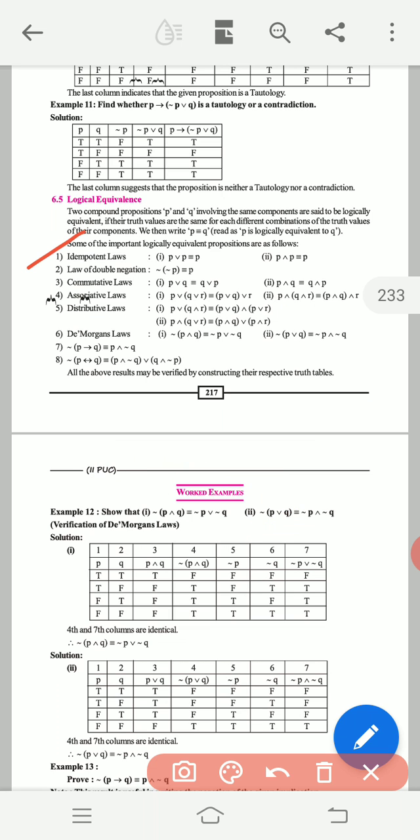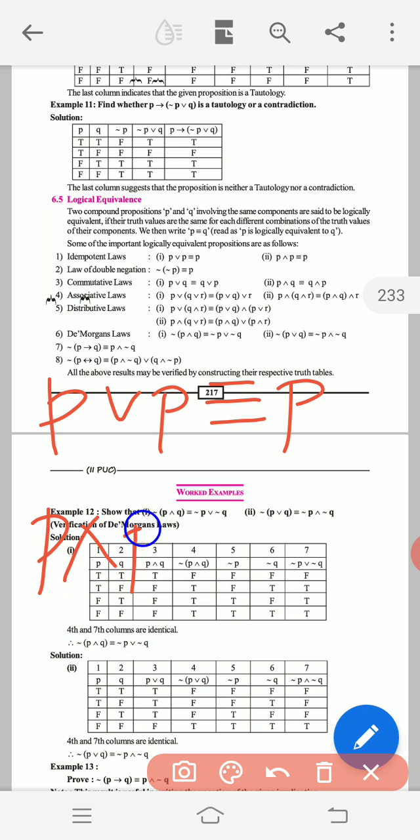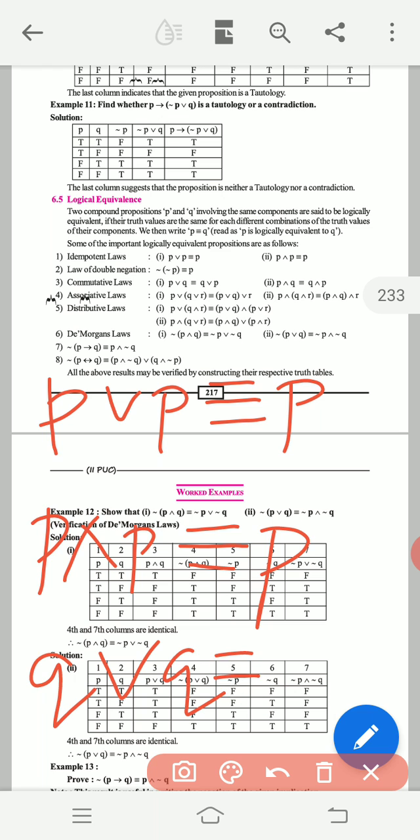First one is idempotent law. Idempotent law. Idem means same. P or P is logically equivalent to P. P and P is logically equivalent to P. Suppose consider Q. Q or Q is logically equivalent to Q. This is called idempotent law.